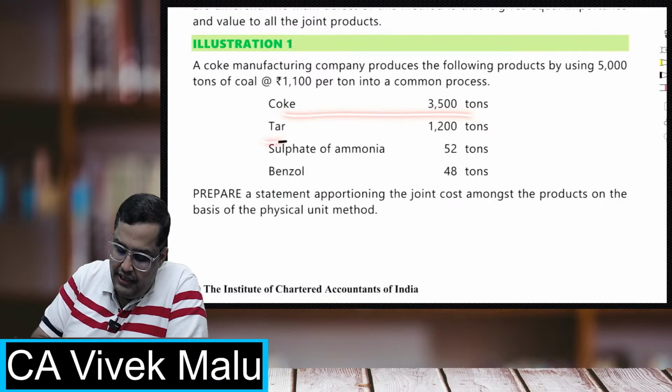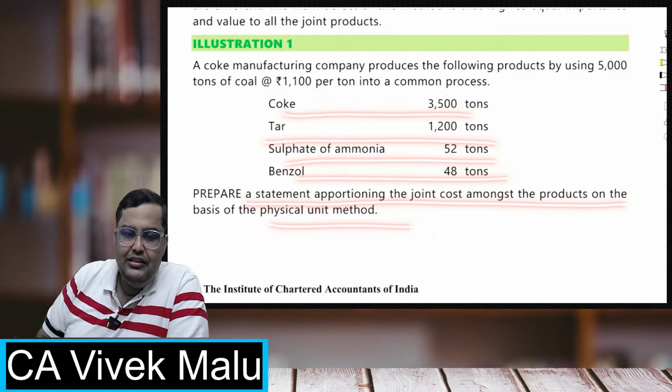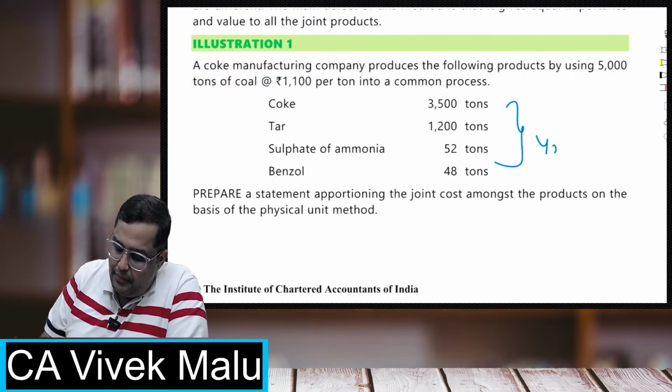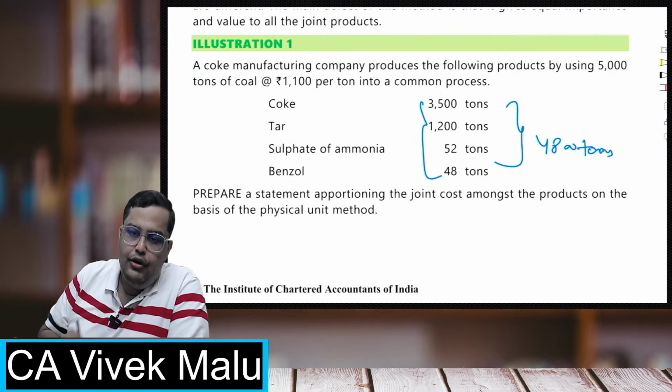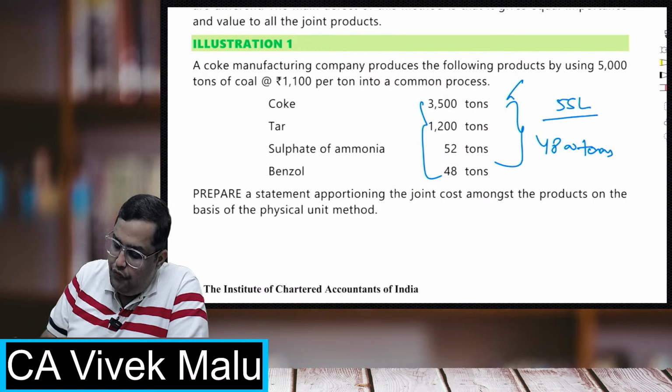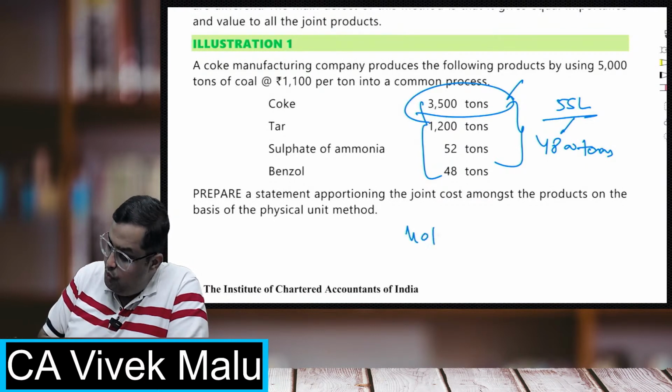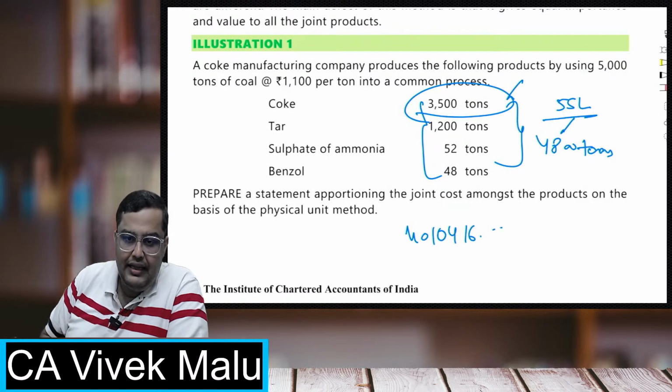Coke is being produced 3,500 tons, tar 1,200, sulfate 52, benzol 48. I want to apportion this using the physical unit method. If I take the total of all these physical quantities produced, it is 4,800 tons. Now, I want to calculate how much to apportion for coke. So 55 lakhs for 4,800 tons. 55 lakh divided by 4,800, multiply by 3,500 tons. That comes to 4010416.6666 like that. That is how I'll apportion this cost.